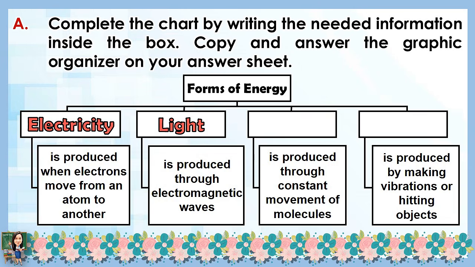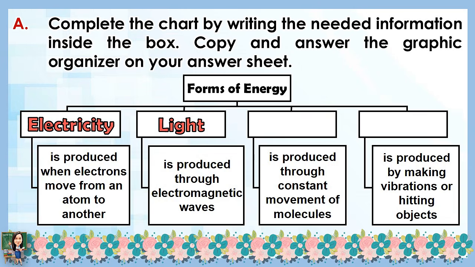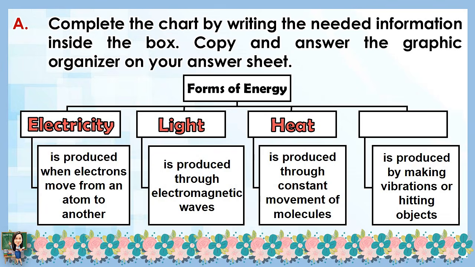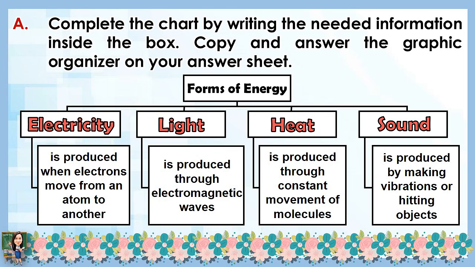Next, it is produced through constant movement of molecules. What energy is this? Very good! This form of energy is heat. And lastly, it is produced by making vibrations or heating objects. What form of energy is this? Very good! The answer is sound.